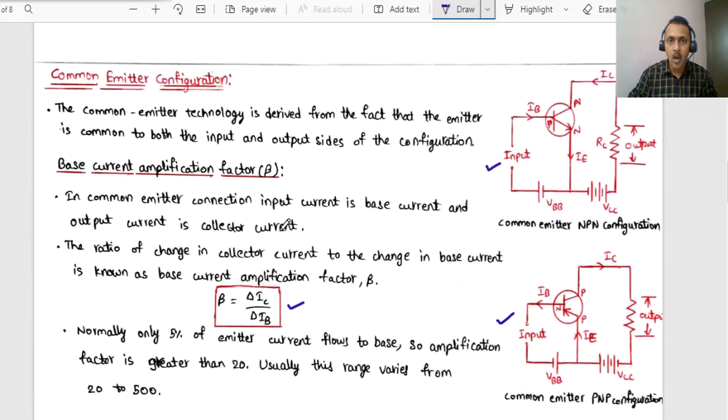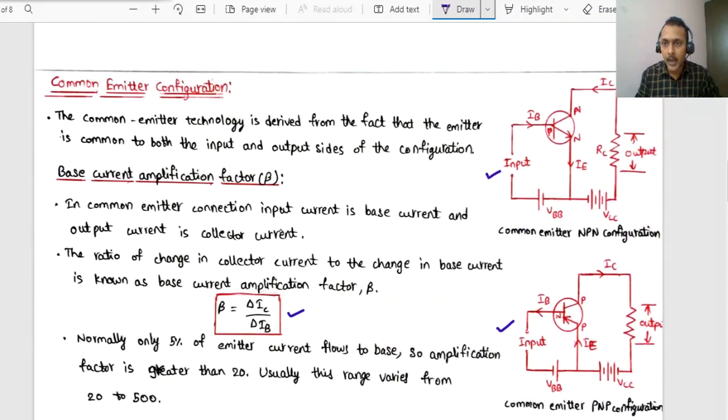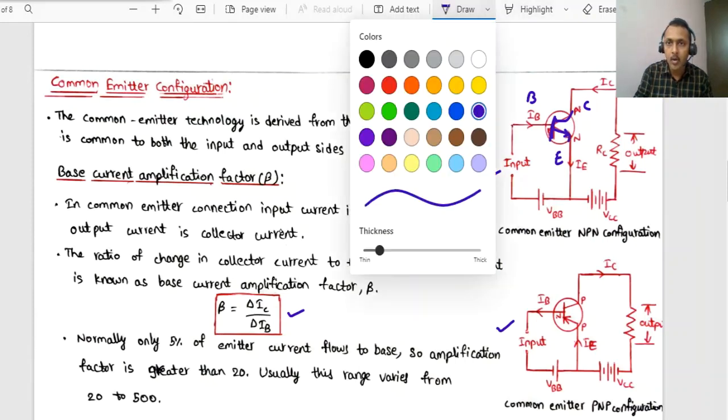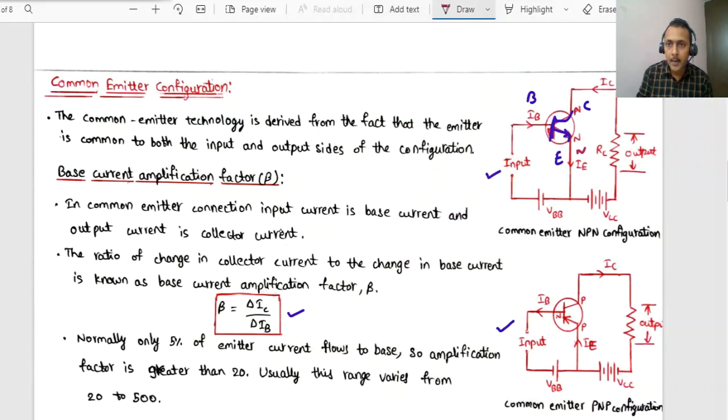Dear students, as we discussed earlier, for common base configuration, the base is common for input and output. Here, in common emitter configuration, this is the emitter, this is the base and this is the collector. Now in NPN configuration, for example, the emitter is N, the base is P and the collector is N.